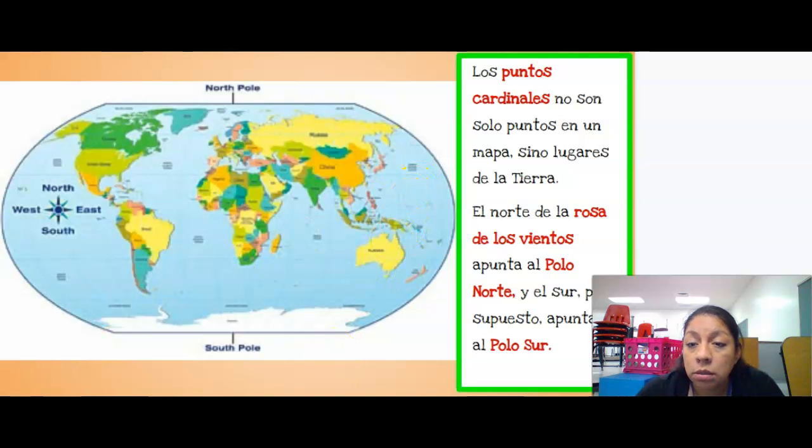The cardinal points are not just points on a map. They are places on the earth. Look at the cardinal point right here. If you look at this cardinal point, do you see north right here? If you look at the north, which way is it pointing? North. And when it's pointing north, it's pointing towards the North Pole. And when we see the south, it's pointing to the South Pole. So the cardinal points or the compass rose is pointing north towards the North Pole and south towards the South Pole.